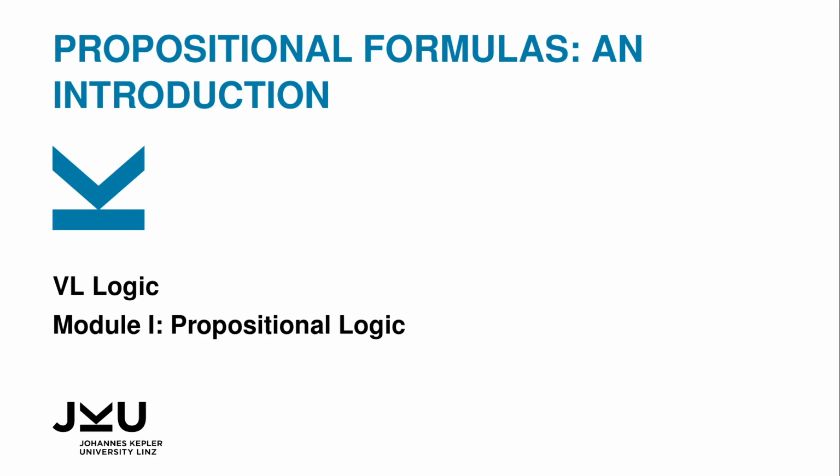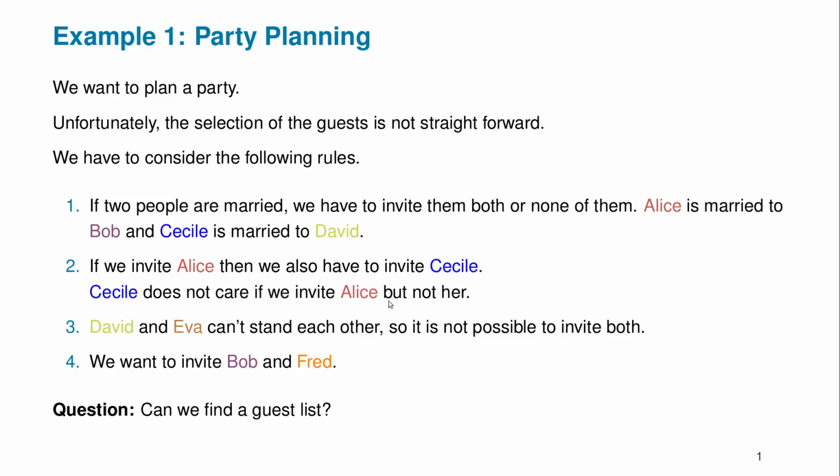So we will first see what logic is about, and we will get into touch with a very simple logic. Logic has a lot of applications, but let's start with a very simple one. Let's start with an example where we have to plan a party. So the task is to find a guest list which follows certain rules or constraints, which are as follows.